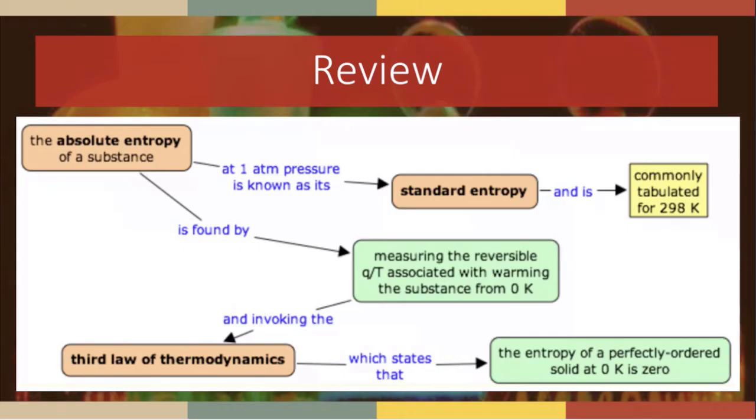Let's do a quick review. The absolute entropy of a substance at 1 atmosphere of pressure is known as its standard entropy, which was S naught, and it's commonly tabulated for 298 Kelvin. It is found by measuring the reversible heat flow divided by temperature associated with warming the substance from 0 Kelvin, and invoking the third law of thermodynamics, which states that the entropy of a perfectly ordered solid at 0 Kelvin is 0. Thank you, Dr. Stephen Lower, who is the one who made this little flowchart for us.